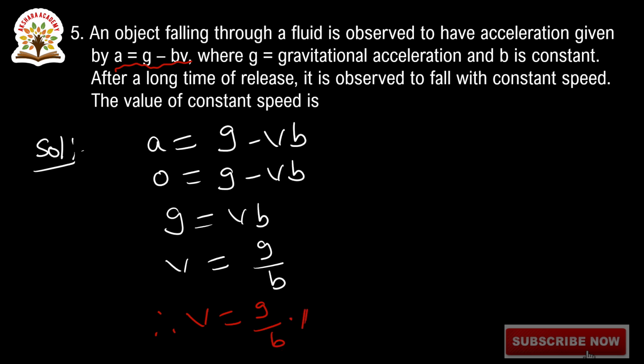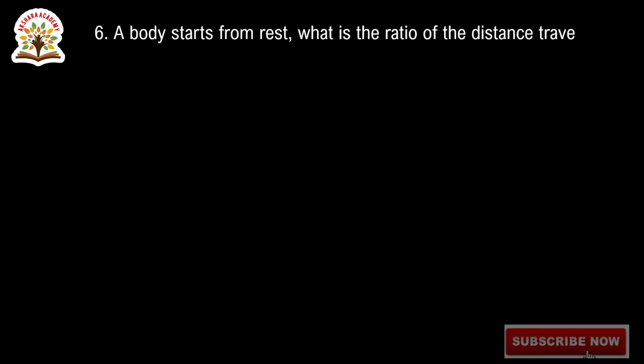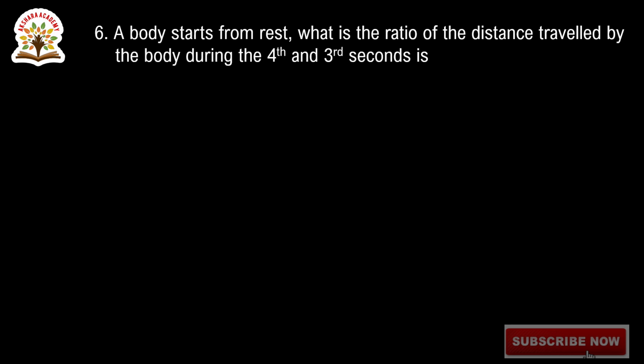Okay. Next we will go to the sixth one. A body starts from rest. What is the ratio of the distance travelled by the body during the fourth and third second? Here in this question they given a body starts from rest, that is u is equal to 0. We have to find the ratio of distances travelled by the body during the fourth and third second. Now let us come to the solution.